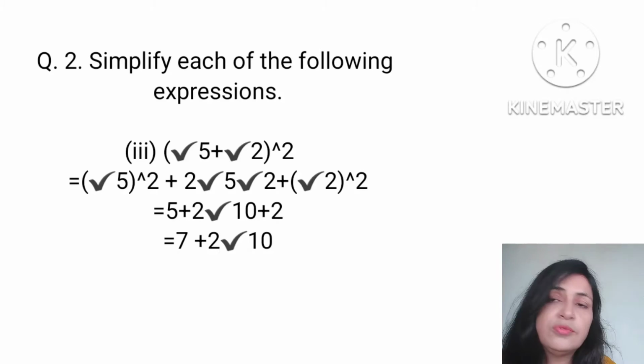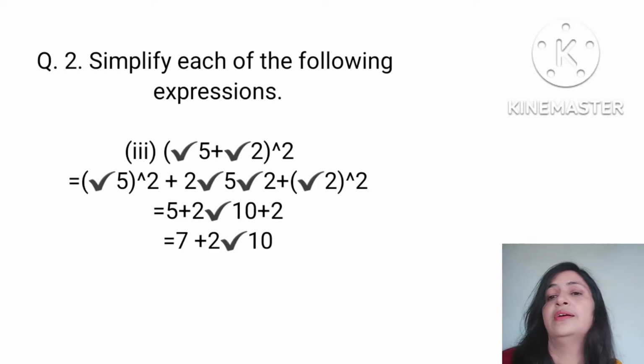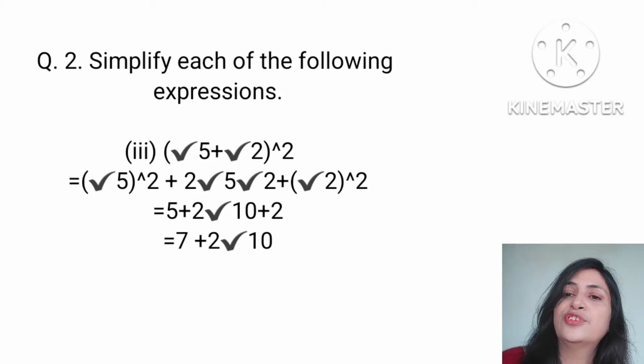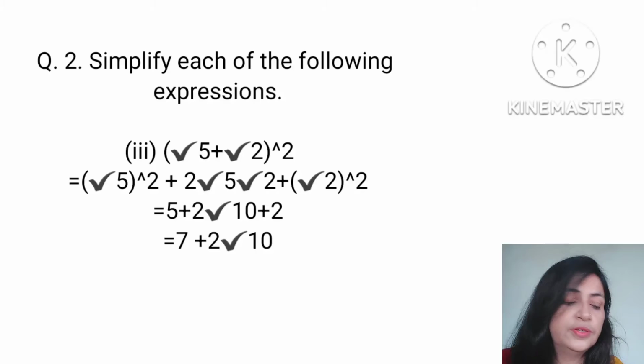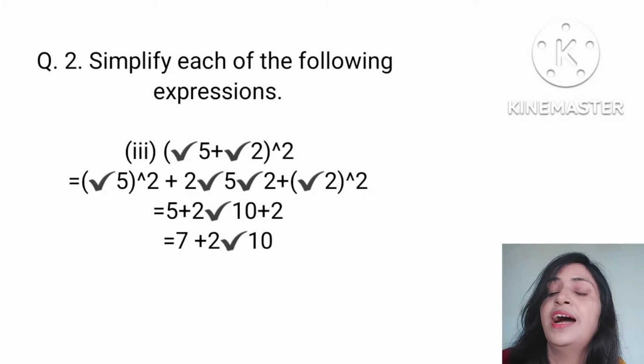(Root 5 plus root 2) whole square. We know (a plus b) whole square is equal to a square plus 2ab plus b square. Then we get a square is root 5 square, which is equal to 5, 2ab is equal to 2 root 10, and b square is equal to root 2 square, which is 2. So the answer is 5 plus 2 root 10 plus 2.